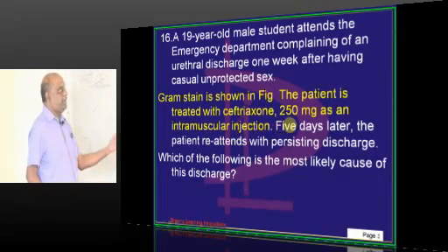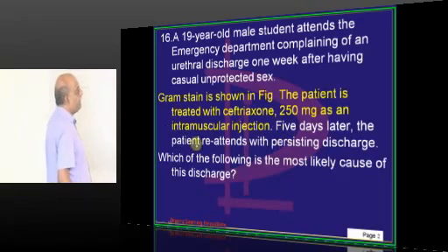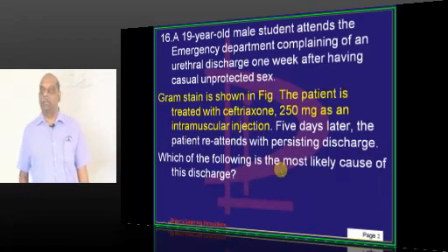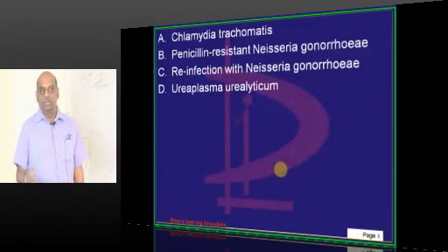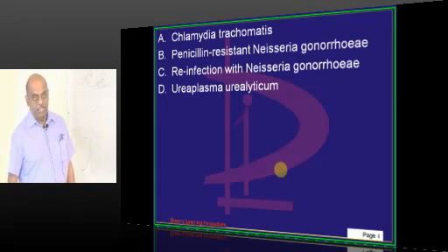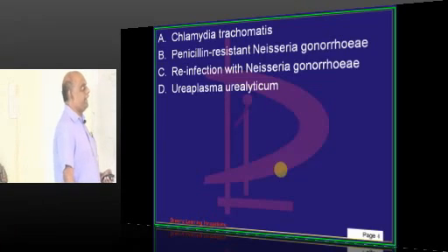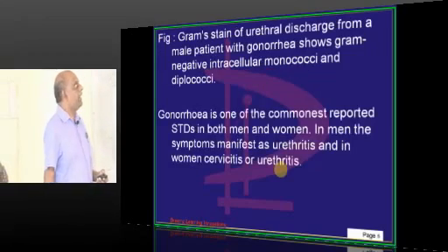The patient is treated with ceftriaxone, and 5 days later, due to persistence of discharge, he once more comes back. So what is the other organism in addition to gonococcus which is known to lead to urethral discharge? Very commonly chlamydia. So there is a reason you should suspect chlamydia as the responsible organism.